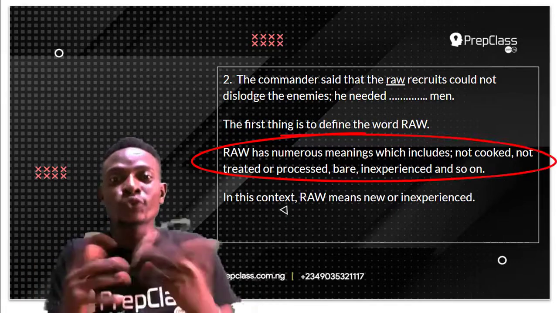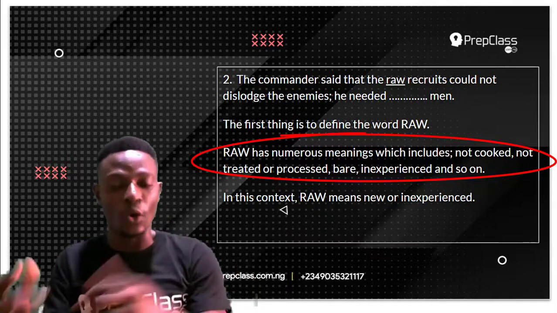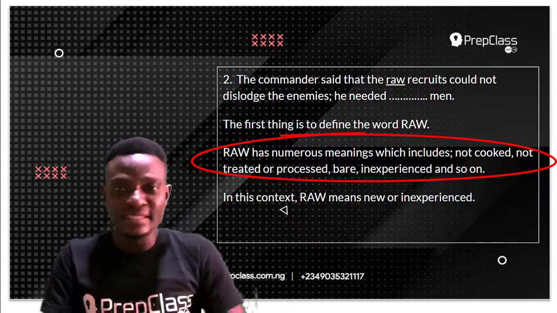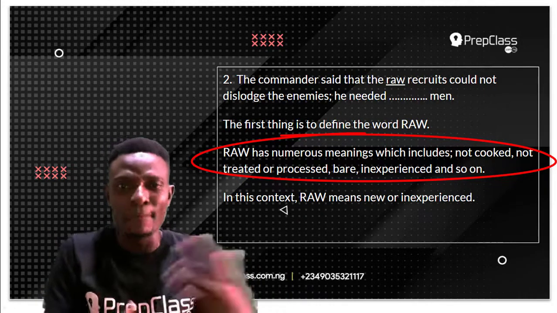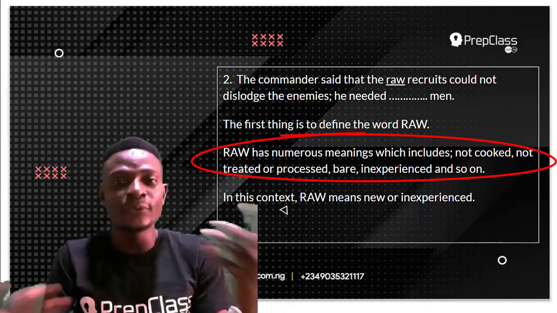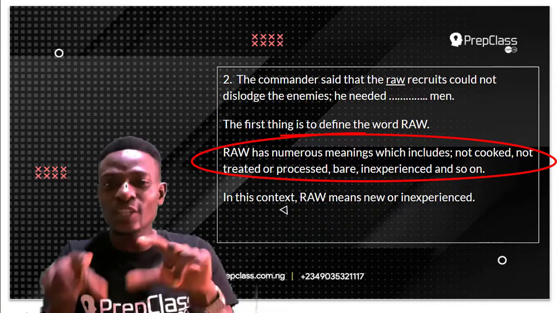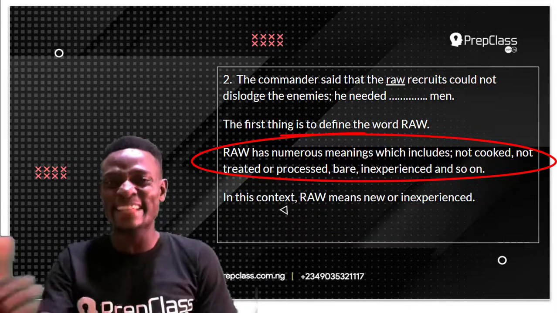Now, the word raw has numerous meanings, which include not cooked. Going to the market to get fresh meat, that is raw meat. It is not cooked. It means not treated or processed. It means to be bare. It means to be inexperienced and so on. But in this context of use, in this sentence, raw means to be new or inexperienced.